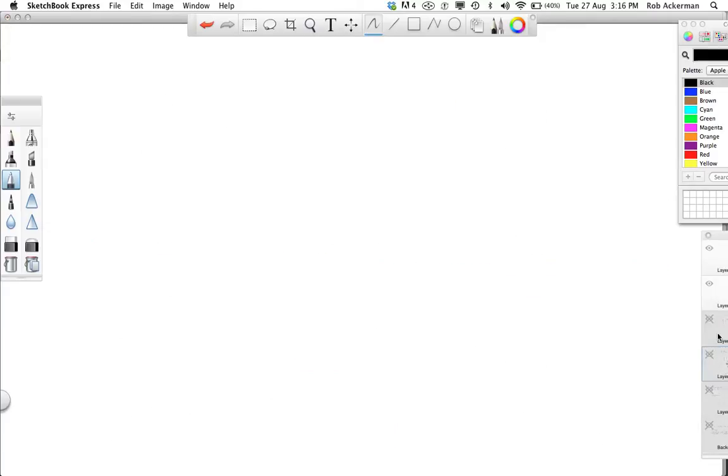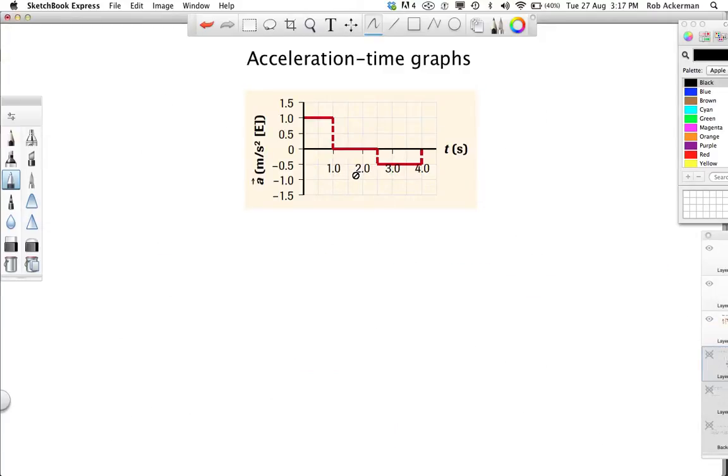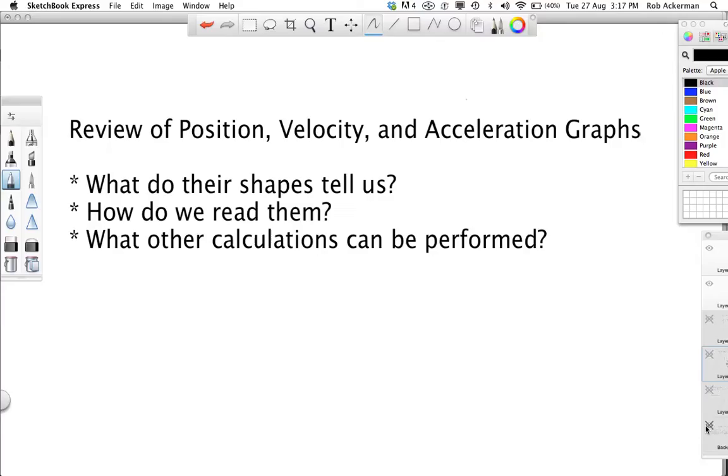All right, one final graph to talk about is the acceleration time graph. And the good news here is there's only one thing, or two things, that I'm ever going to ask you to do on these. First off, talk about their shapes and read numbers off of them.